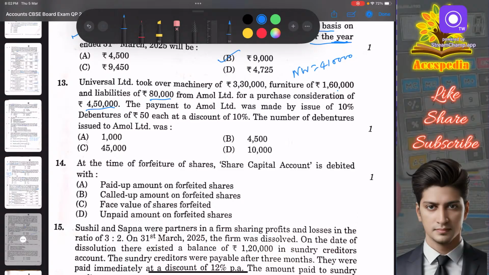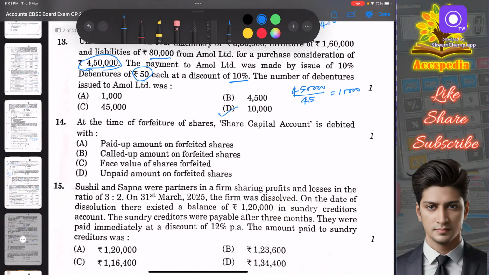Payment to Amol Limited was made by the issue of 10% debentures of 50 each at a discount of 10%. The number of debentures issued: the formula is number of debentures is equal to purchase consideration divided by issue price. So purchase consideration is 4,50,000, as there is no part payment. For the whole value of purchase consideration we are going to issue debentures, and the issue price is, face value of the debenture is 50 at a discount of 10%. So that means 10% discount is 5 rupees. So 50 minus 5, 45. So it is 10,000. Okay.